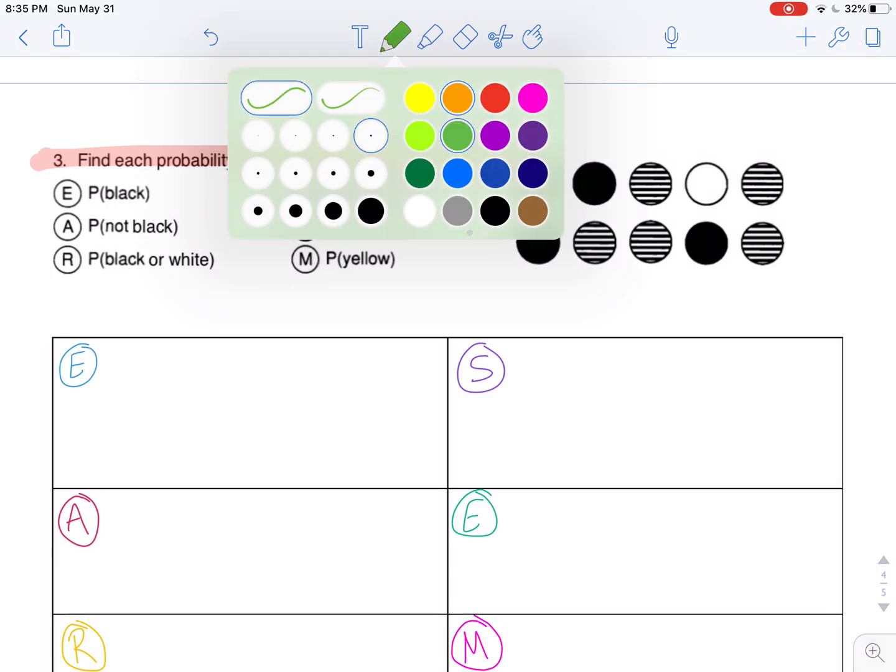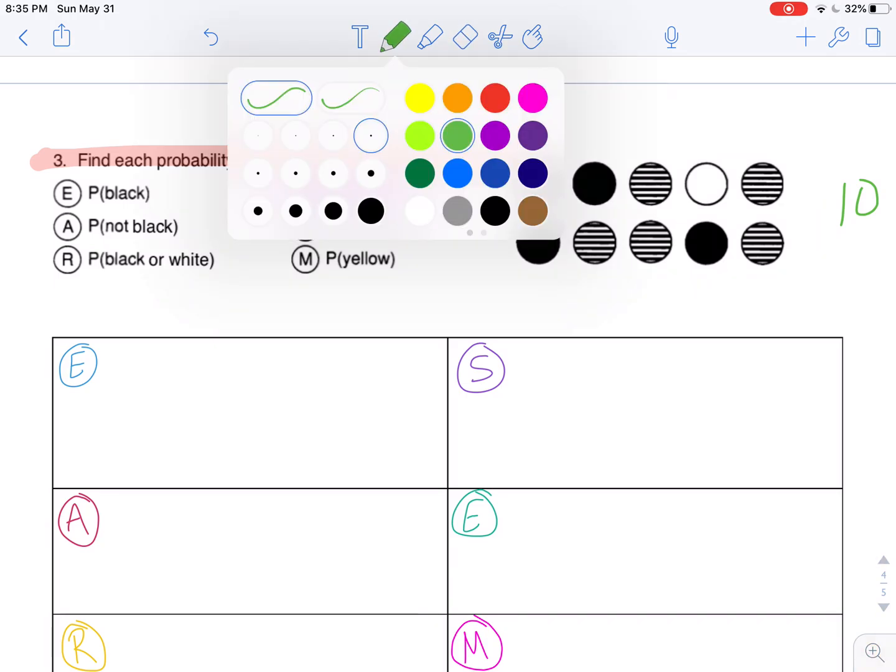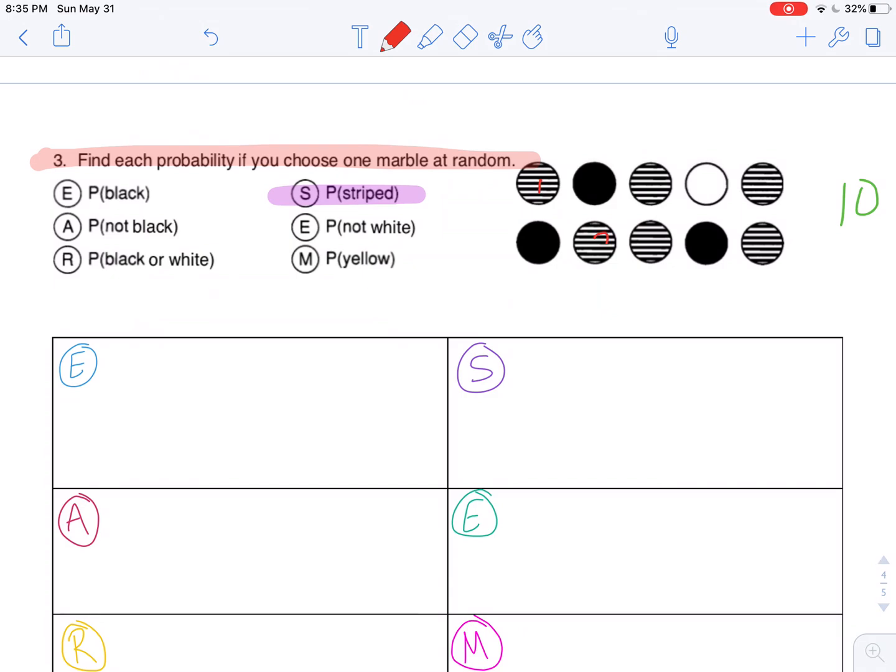So I need to know 2 things. Number 1, I need to know how many total marbles there are here. Looks like there are 10 to me, but you might want to double count just in case Ms. Twevilla made a mistake. S says the probability of getting a striped one. So now I'm going to count the striped ones. 1, 2, 3, 4, 5, 6. So 6 out of the 10 are striped.